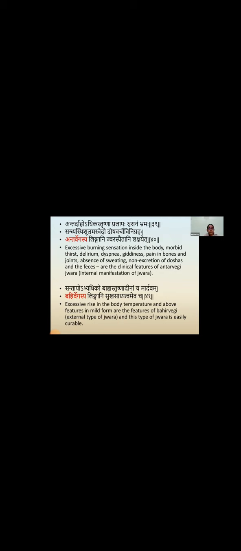Santapo Abhiriko Bahya Trishnadinam Chamardo. So what happens here? There will be a very high temperature over the body, but because it is an external fever, it has Sukha Sadhyata when coming to the prognosis.